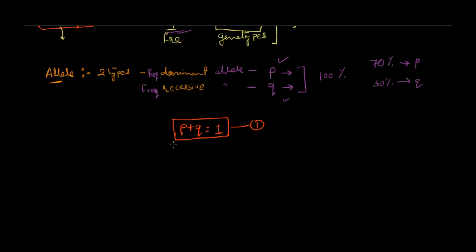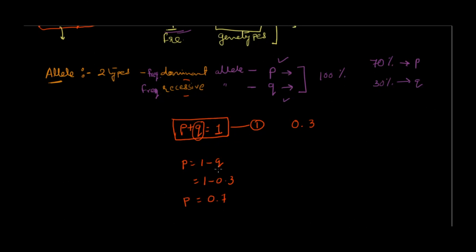So that means if I know the frequency of any one allele, either the dominant allele or the recessive allele, I can find out the frequency of the other allele, right? Because simply what I need to do is, say for example, I know the frequency of recessive allele q, maybe that is 0.3. Okay, so p equals 1 minus q, that means 1 minus 0.3, so p equals 0.7, right?